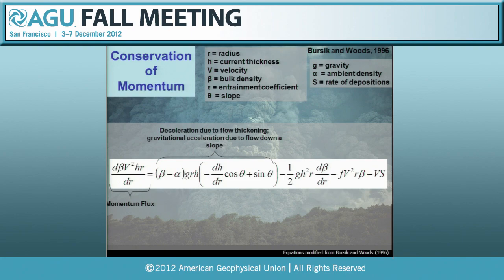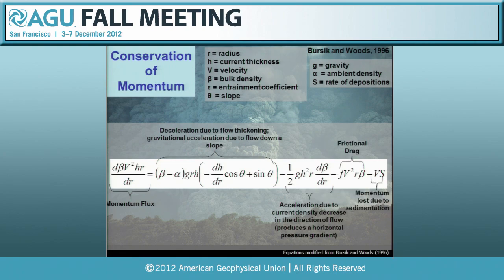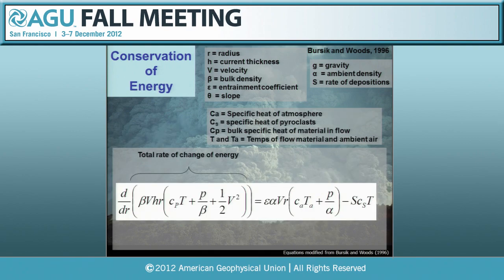And this takes into account flow thickening, or deceleration of the flow due to the flow thickening, and acceleration due to flow down the slope, and acceleration due to decreases in the bulk density, any kind of frictional drag, and momentum loss due to sedimentation. And then, of course, the conservation of energy, which basically takes into account cooling via entrainment, where here we take into account the specific heat of the atmosphere, of the pyroclasts, and the bulk specific heat of the flow, and energy loss due to sedimentation.